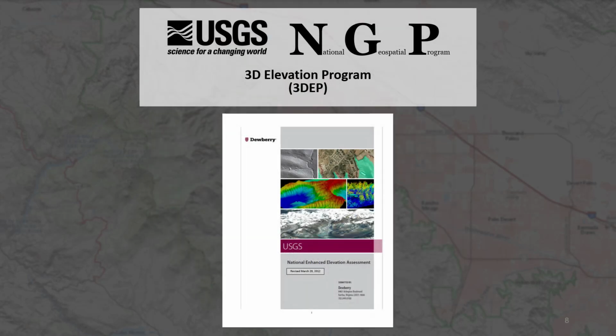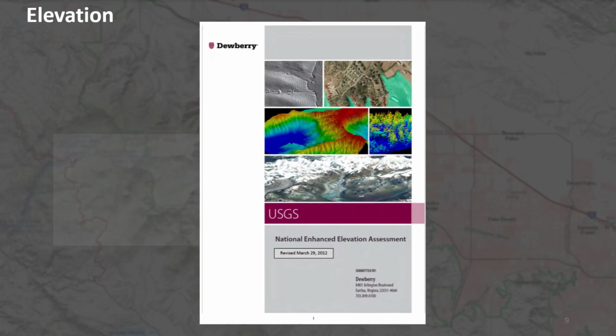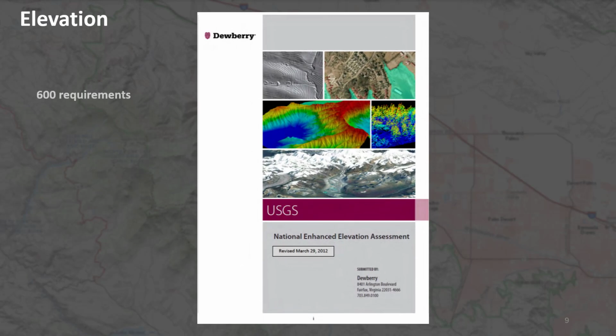3DEP is based on the results of the 2012 National Enhanced Elevation Assessment, NEA. The study identified more than 600 requirements for 3-dimensional elevation data to address mission-critical information requirements of 34 federal agencies, all 50 states, and a sample of private sector companies and tribal and local governments.